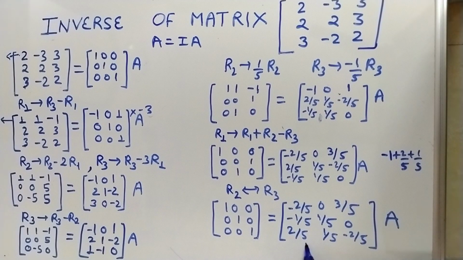So here this is our A inverse, that is the answer. So you can write A inverse equals to minus 2 by 5, 0, 3 by 5, minus 1 by 5, 1 by 5, 0, 2 by 5, 1 by 5 and minus 2 by 5. That is our A inverse. So that is the answer.